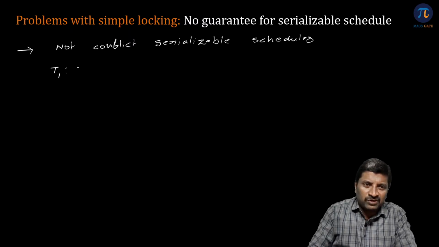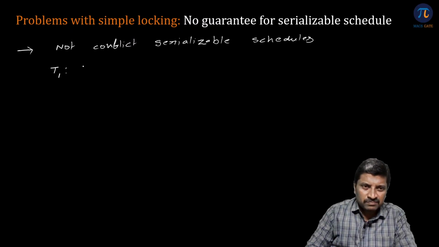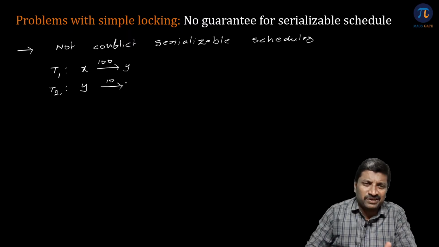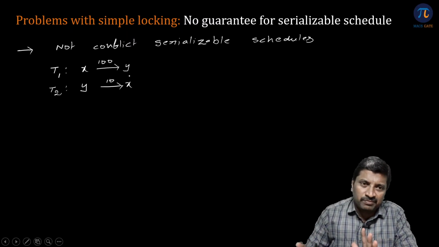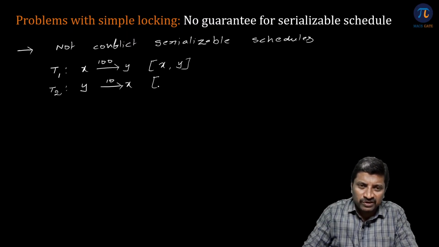Suppose T1 wants to do some transfer from X to Y, some 100 rupees. Similarly, T2 wants to transfer from Y to X, some 10 rupees or any rupees, sir. My intention is both are working with two variables X, Y. Instead of having this 10 and 100, simply you can write T1 wants to work with two variables X, Y. T2 wants to work with Y, X. Okay. Let me give the schedule.